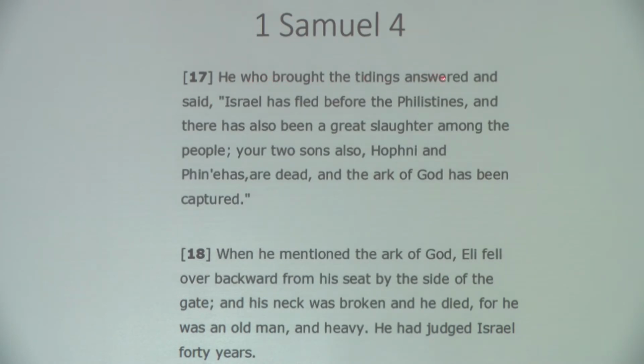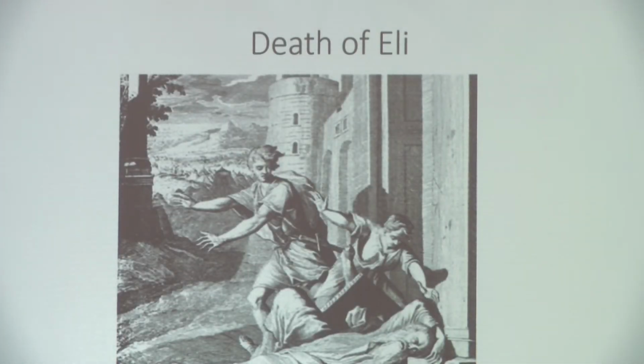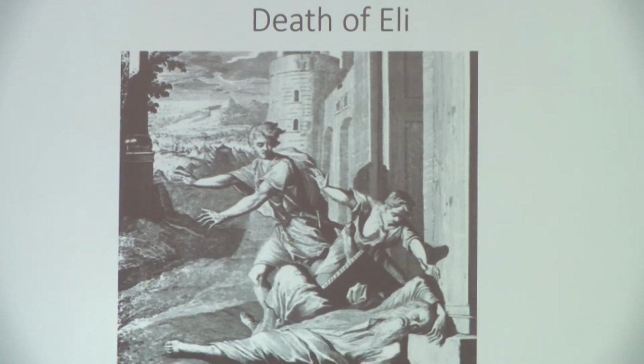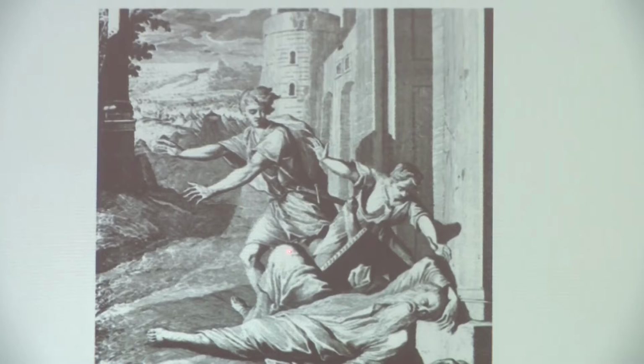He who brought the tidings answered and said, "Israel has fled before the Philistines, and there has been a great slaughter among the people. Your two sons, Hophni and Phinehas, are dead, and the ark of God has been captured." When he mentioned the ark of God, Eli fell over backwards from the seat by the side of the gate, and his neck was broken, and he died, for he was an old man and heavy, and he had judged Israel for 40 years. I think I have one picture. Actually, there are at least a dozen good pictures of Eli falling down, breaking his neck, and he's dead.